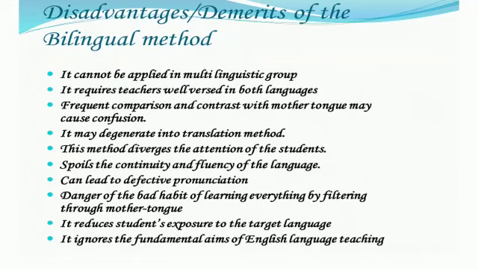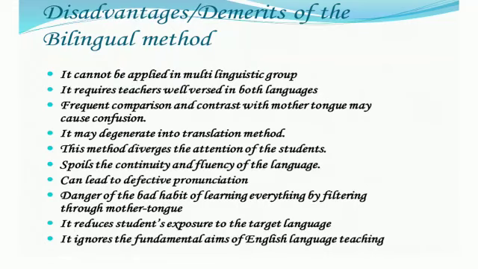It ignores the fundamental aims of English language teaching. So it ignores. What ignores? The bilingual method. Ignores means neglects the fundamental aims of English language teaching. Understand? These are some of the advantages, some of the disadvantages of this bilingual method. Can I say once again?